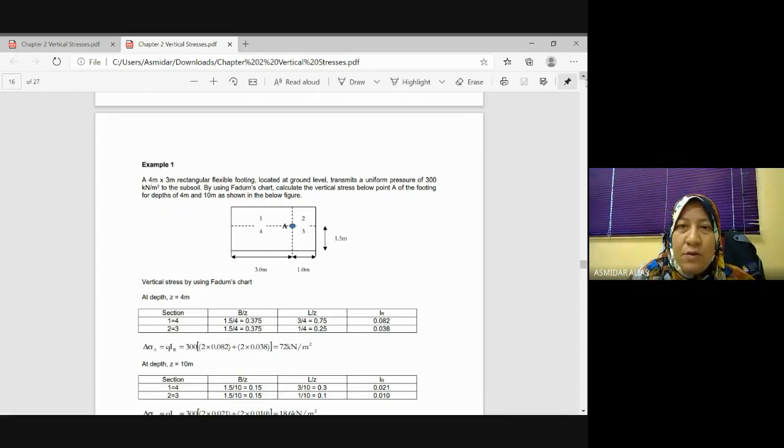So right now you have the question. Definitely they ask you to answer using Fadum chart. So memang tak boleh lah guna method lain walaupun kita selesa gunakan table ke atau kita selesa gunakan Newmark chart ke. You cannot answer by those methods because it is specifically for the Fadum chart method. Siap ya?